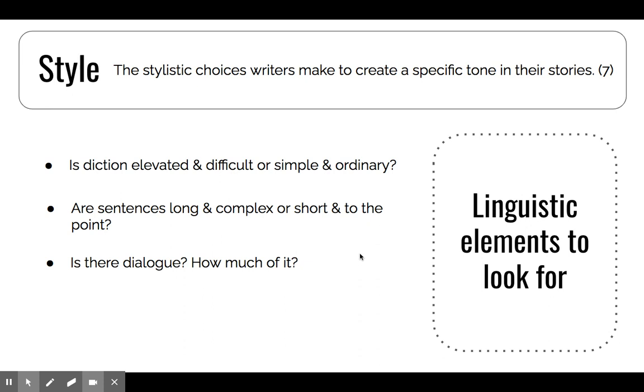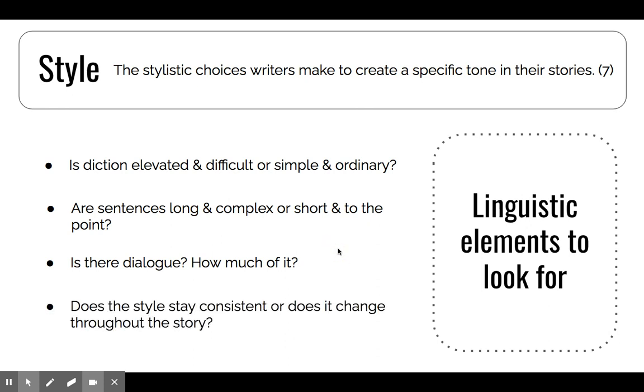Dialogue, back to dialogue. Is there dialogue? There should be. And how much of it is there? Is it verbal, nonverbal? Are we just reading about character descriptions and the way that they're moving and acting? Is there lots and lots of interaction, verbal interaction between characters? What is the dialogue like?